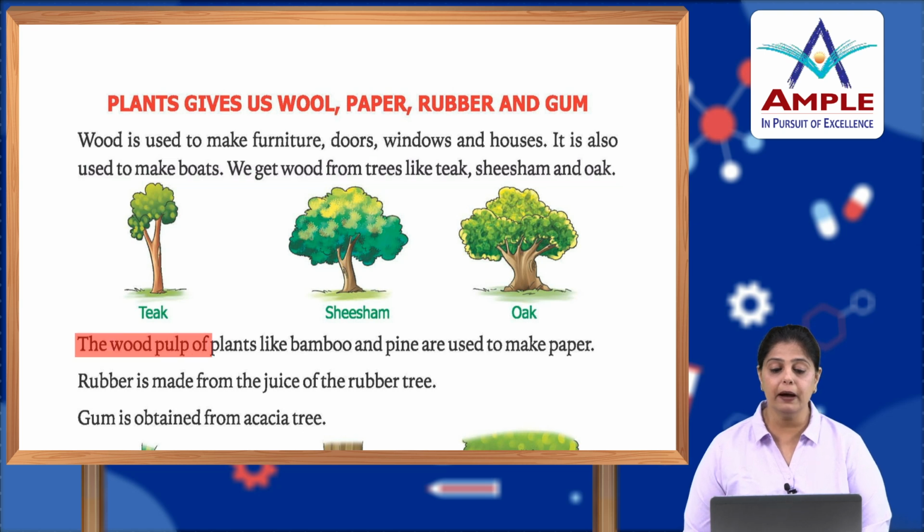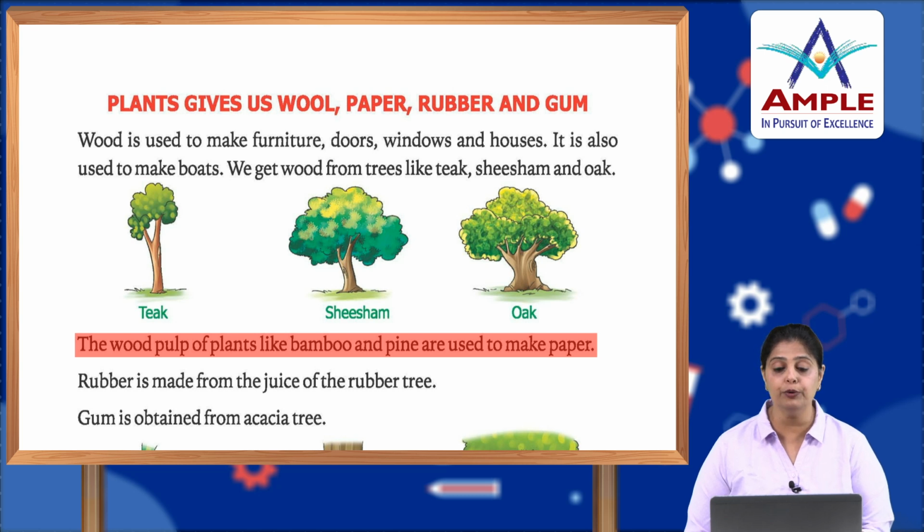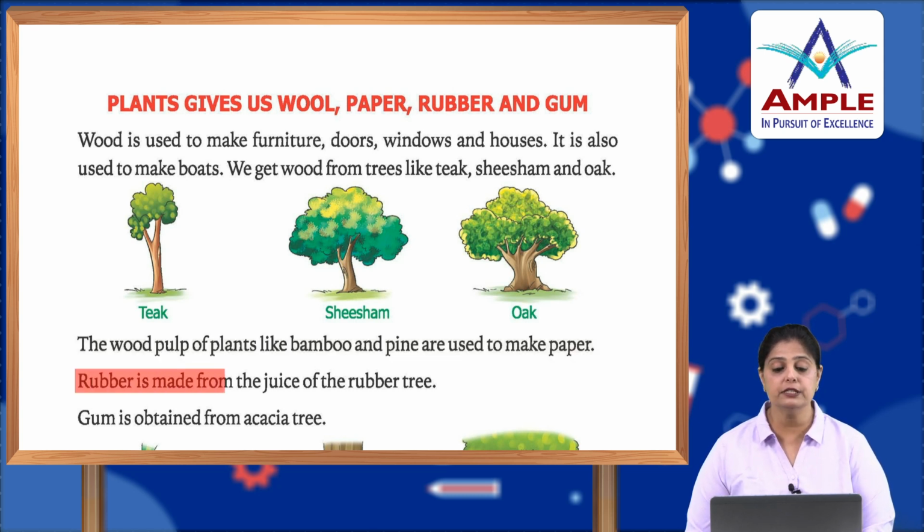Now the wood pulp of plants like bamboo and pine is used to make paper. So the pulp, the juice which comes from bamboo and pine trees, is used to make the paper, okay? Rubber is made from the juice of the rubber tree. Gum is obtained from the acacia tree.